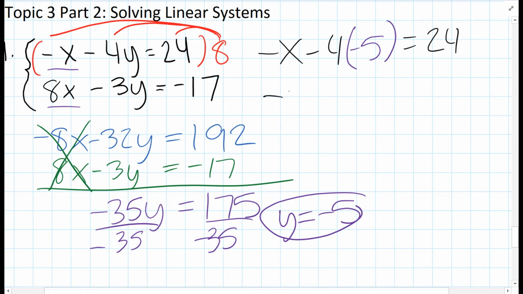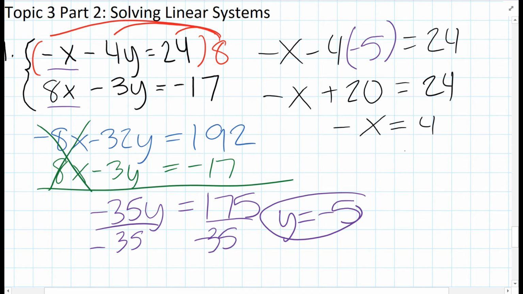So I'm going to have negative x plus 20, because a negative times a negative is a positive, is equal to 24. Subtract 20 from both sides, I get negative x equals 4. Divide by negative 1 to get rid of that negative, and I get x equals negative 4. And so my final answer, or my solution to this set, is going to be the point negative 4 comma negative 5.